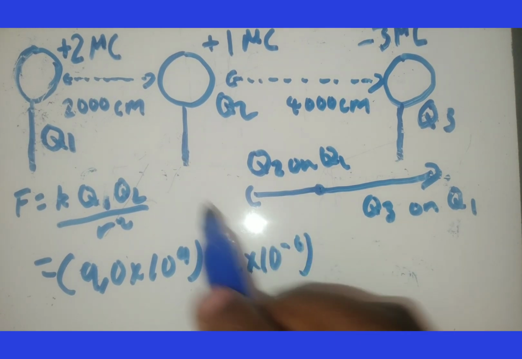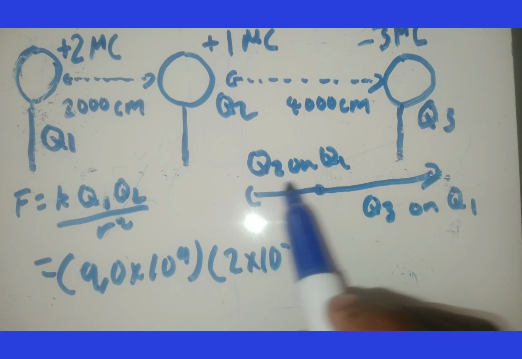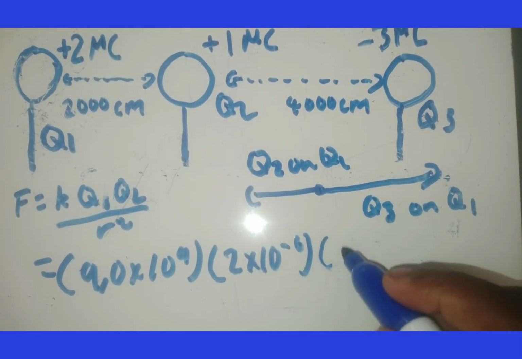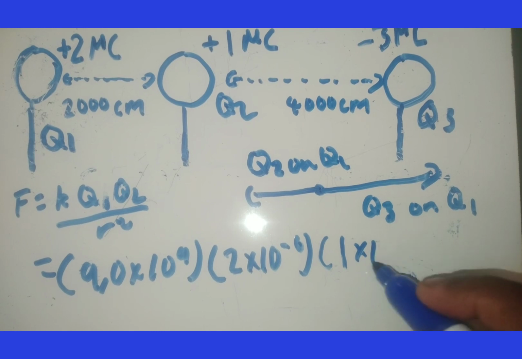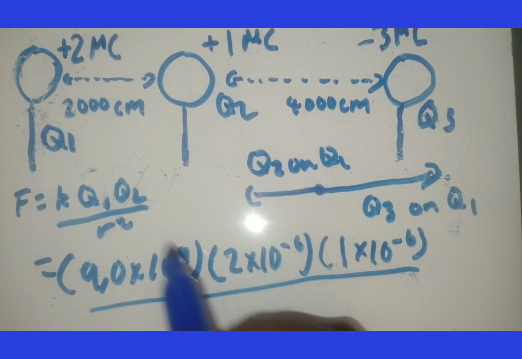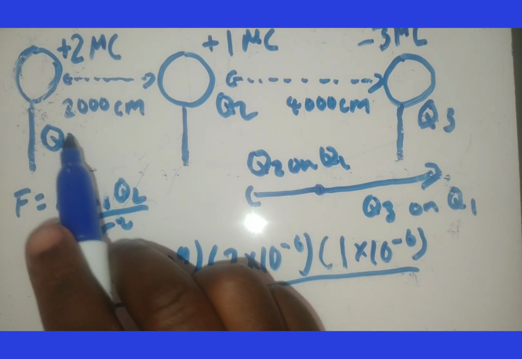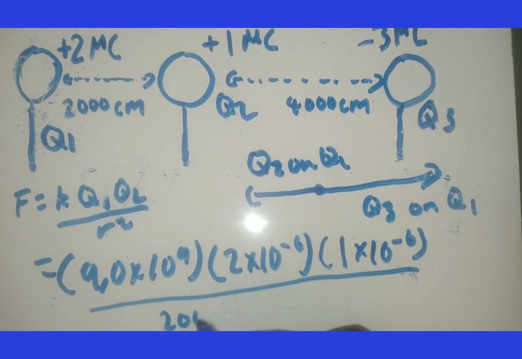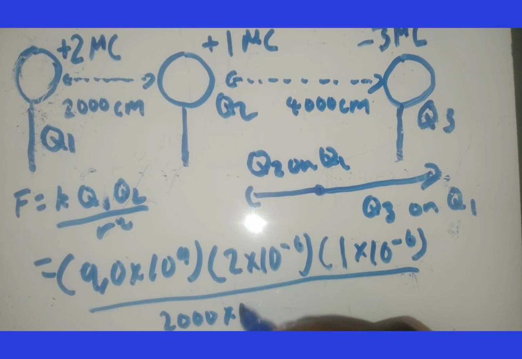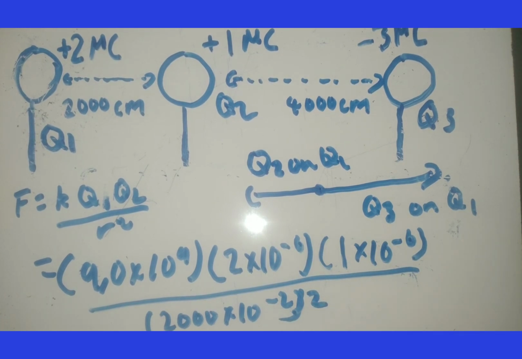And then, so we're comparing Q1 and Q2. We're finding the electrostatic force between Q1 and Q2. So Q2 is 1 times 10 to the power of minus 6. And then this is all over the squared distance. The thing here is that we have it in centimeters. We have to convert it to meters. So 2000 centimeters, so times 10 to the power of minus 2. Remember, centimeters, 10 to the power of minus 2. Millimeters, 10 to the power of minus 3. And then let's just find the answer of this.